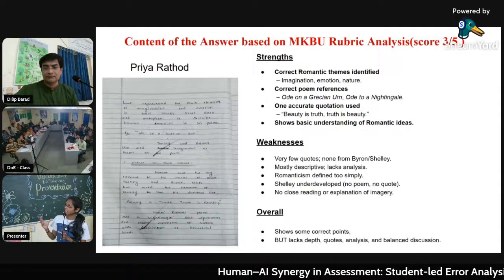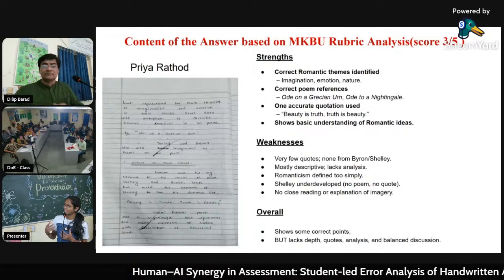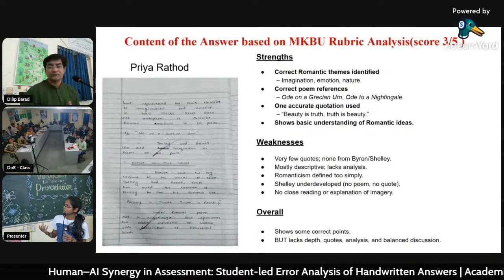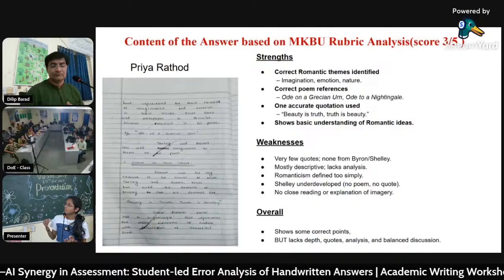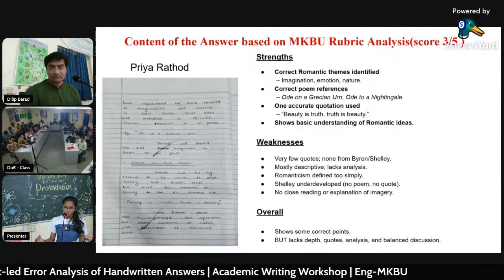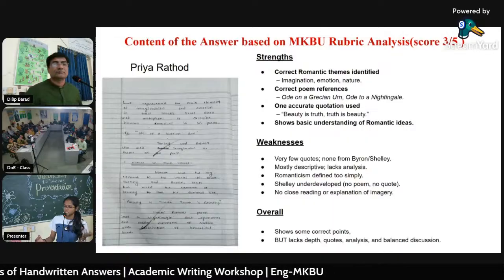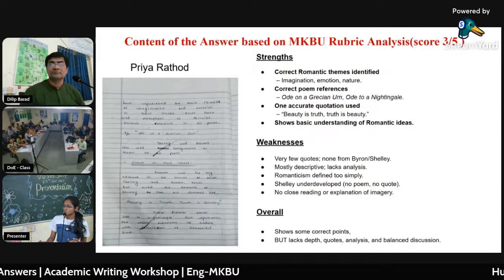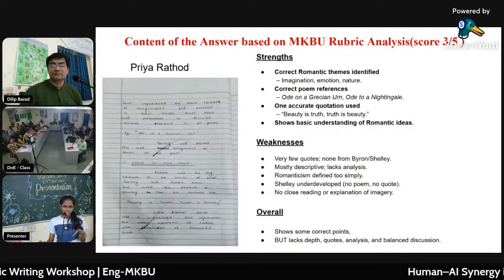And it showed her what her strengths are. She correctly identified the romantic themes, which are imagination, emotion, and nature. Her poem references were correct. Also, she quoted "beauty is truth and truth is beauty," which shows a basic understanding that she understands the question.